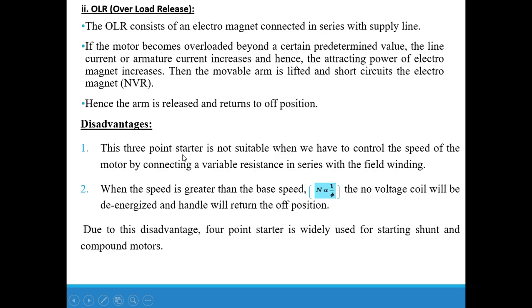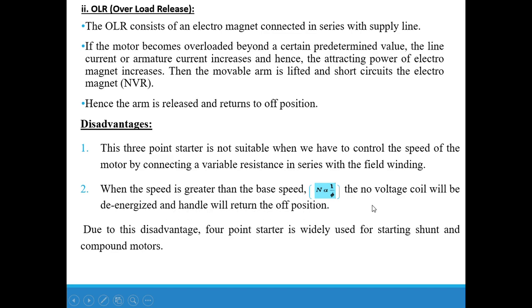Let us know about the disadvantages. This 3-point starter is not suitable when we have to control the speed of the motor by connecting a variable resistance in series with the field winding. It is the first disadvantage. Next one, when the speed is greater than the base speed, the no voltage coil will be de-energized and the handle will return to the off position.